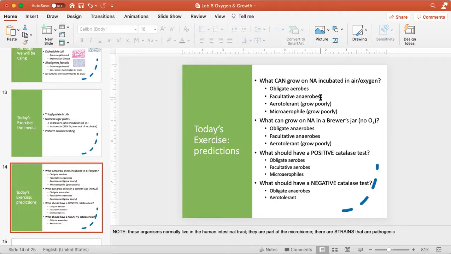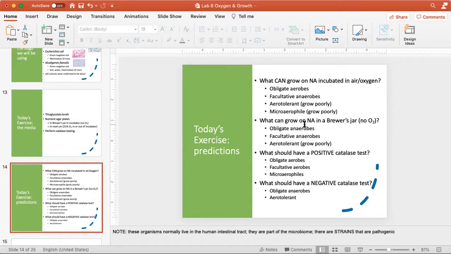Facultative anaerobes will grow. They like oxygen. They prefer oxygen, so they're going to do fine. We'll even get aerotolerants and microaerophiles to grow, but they're going to grow poorly. Remember, both of those categories prefer to be in low oxygen environments. So they'll grow on those nutrient agar plates, but they're not going to grow well. The colonies are going to be smaller than we would expect to see.